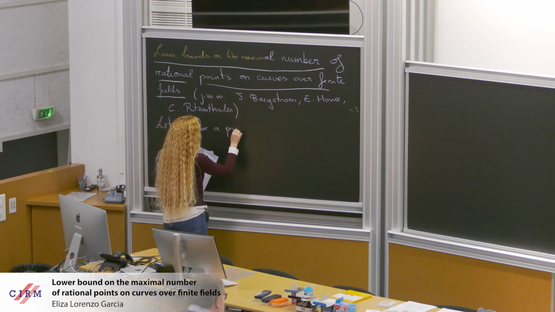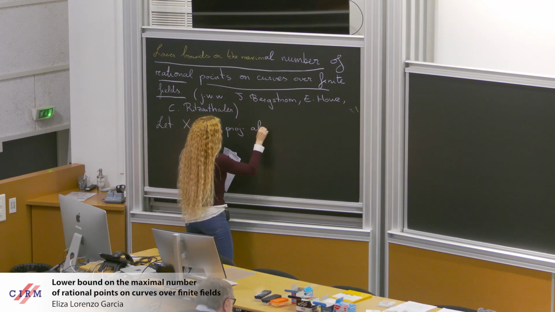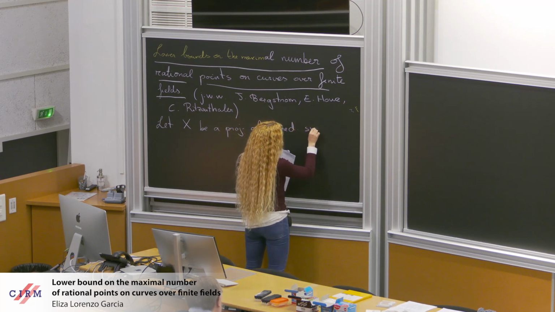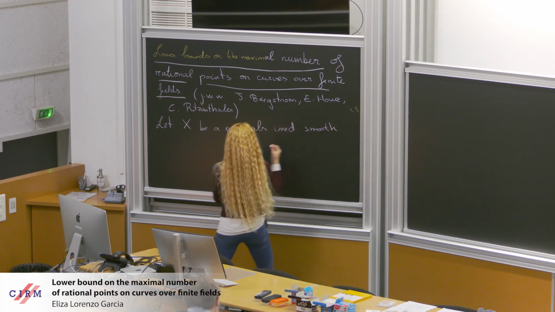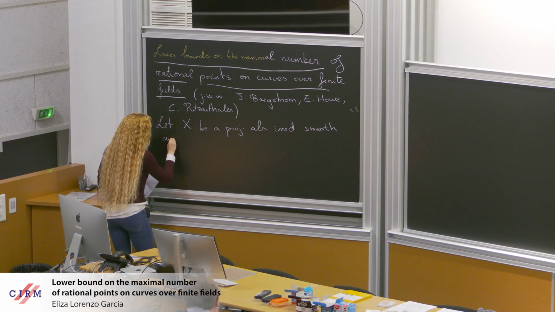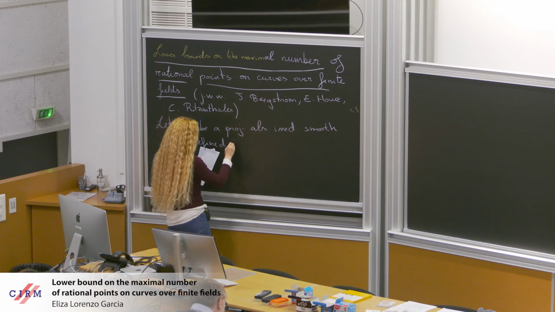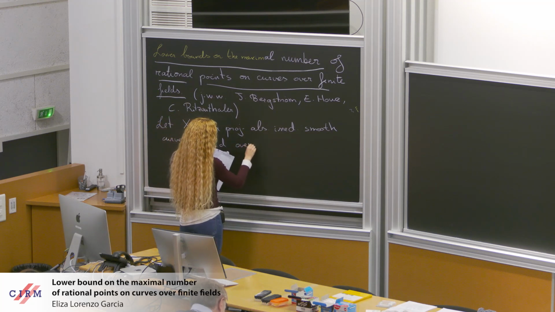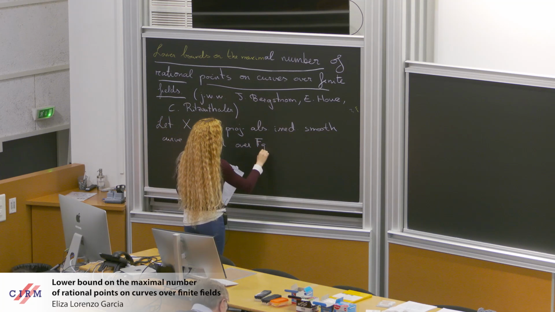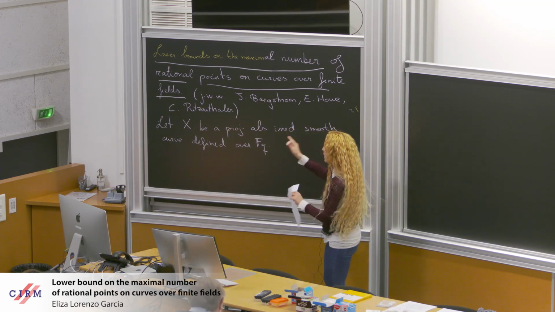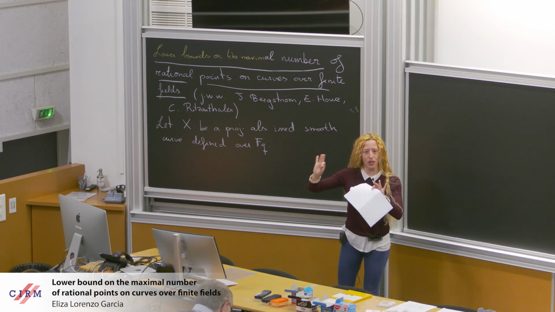So let X be a projective, absolutely irreducible, smooth curve defined over a finite field, FQ. So this is going to be the setting for my talk. So all the time I'm just going to say curve, but you have in mind nice curve.